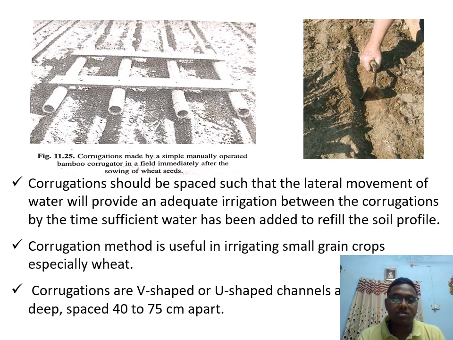Corrugations are V-shaped or U-shaped channels about 6 to 10 centimeters deep, spaced 40 to 75 centimeters apart. Okay. So this is the U type of corrugation channel, and this is the V type.